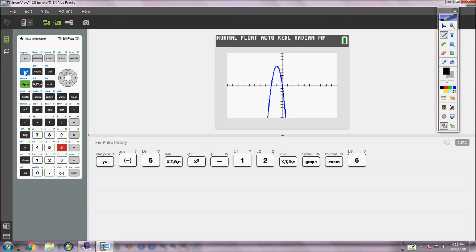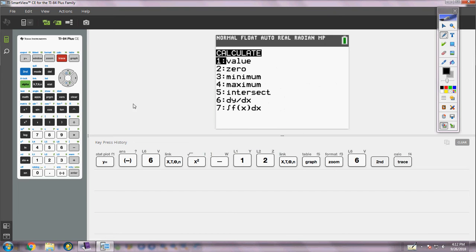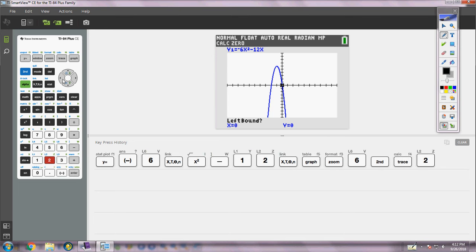Okay, so I'm going to go to second, calculate, and I'm going to go to number 2 for 0. Now, if we read a sentence from left to right, we read a graph from left to right. So the left bound is going to be the left side of that first 0. Then I'm going to go to the right side of that 0 and then enter through guess, and it gives me my first 0 is negative 2.